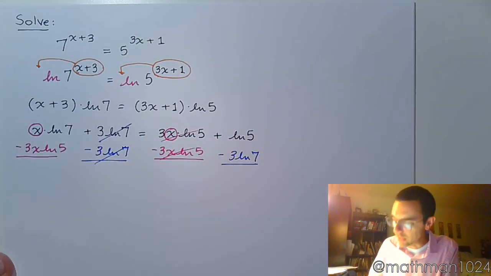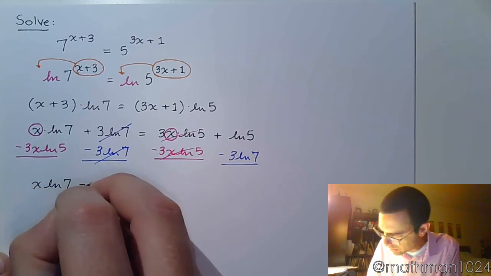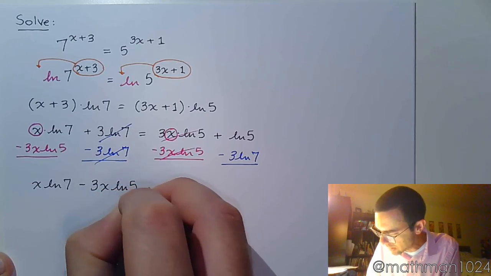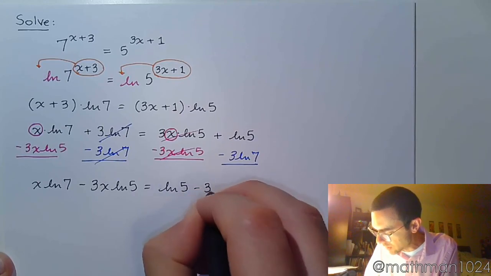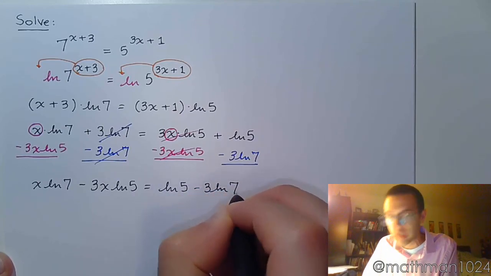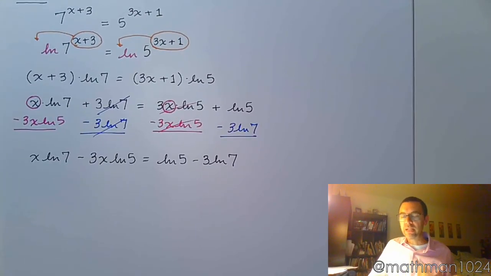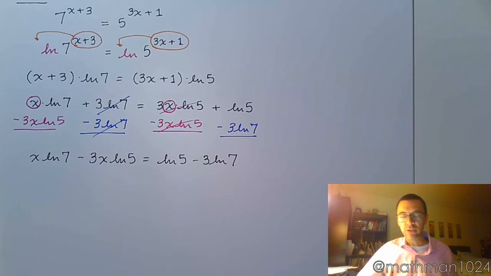And now we're going to rewrite. So we have x natural log of 7 minus 3, x natural log of 5 equals the natural log of 5 minus 3 natural log of 7. So we're getting closer. We have everything with x on one side. Unfortunately, these guys don't really combine because they're not like terms.